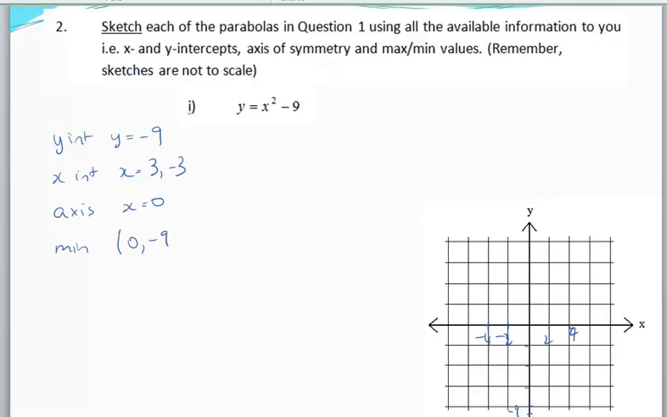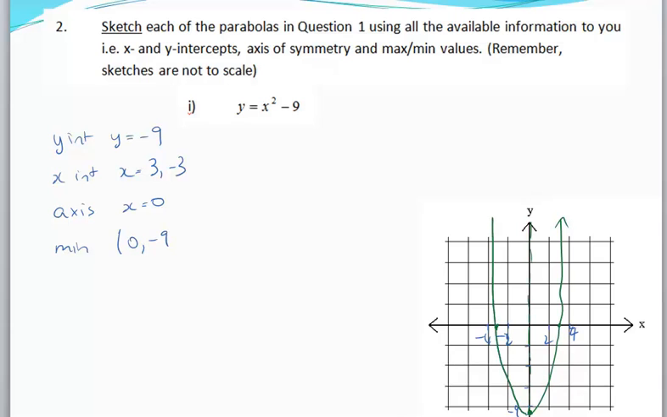So we want to mark some of our points onto here. We know our axis is at x is equal to 0, which is right on our y-axis here. We cut through our x-axis here at 3 and negative 3. Our minimum here is at 0, minus 9, which is also our y-intercept. So here our parabola is like this, and we label it y is equal to x squared minus 9.